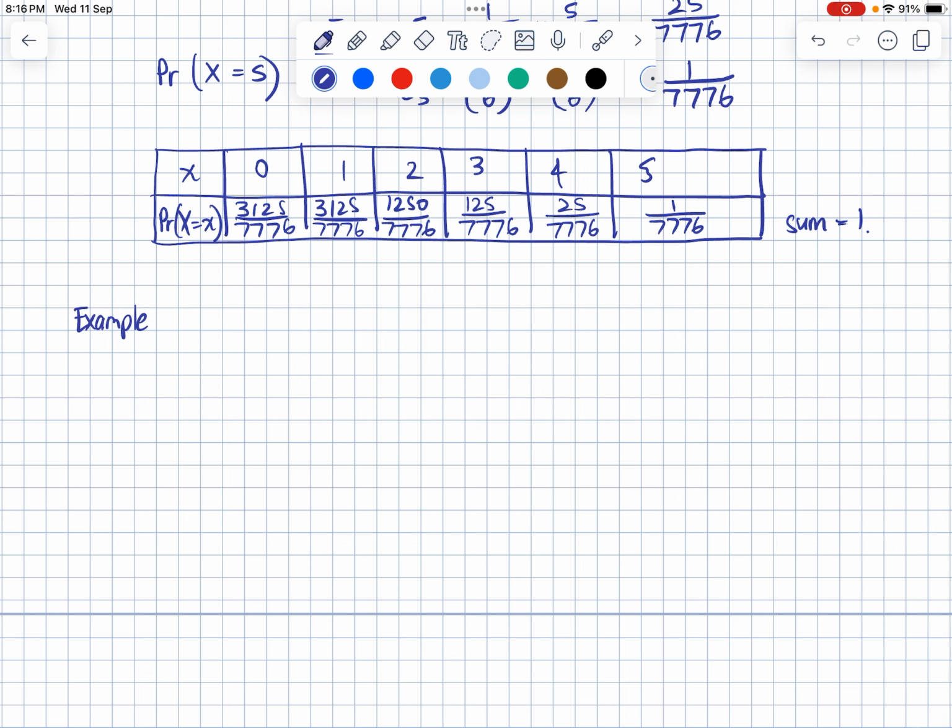Example 3. Now, example 3 changes a little bit. This example is on slide 51. It says, Denny must pass through 4 sets of traffic lights as he travels to school each day. Let X equal the number of traffic lights. The following probability distribution table shows the probability that Denny stops at 0, 1, 2, 3, or 4 traffic lights.